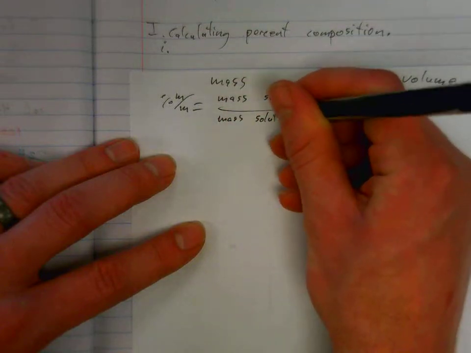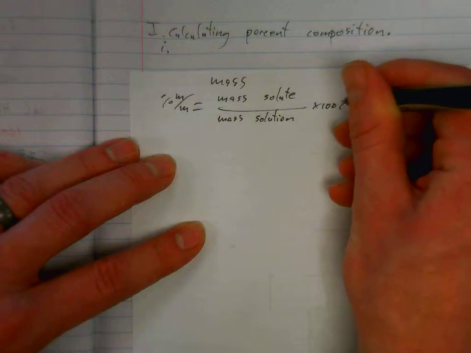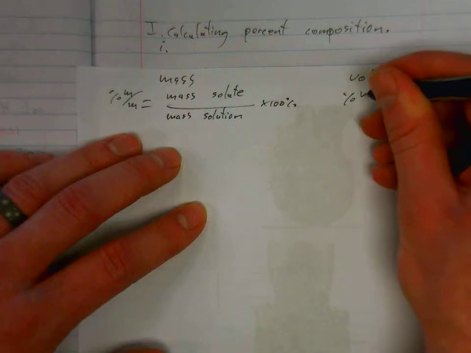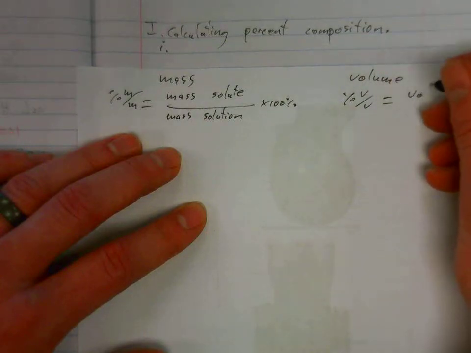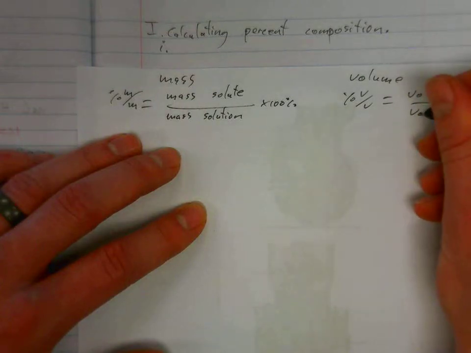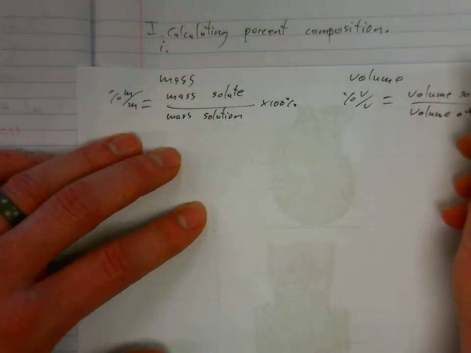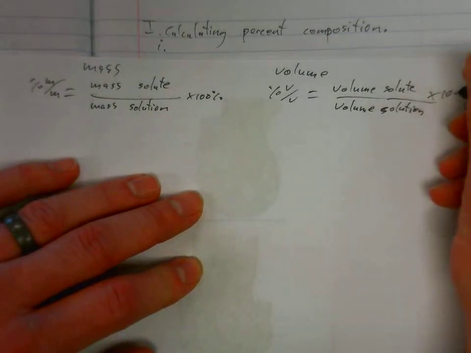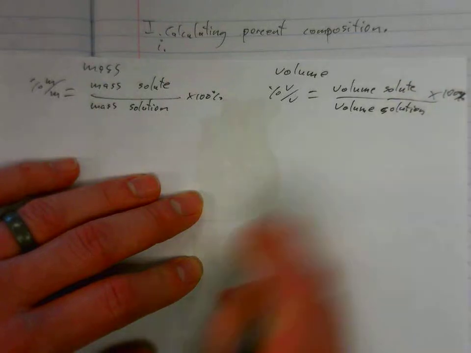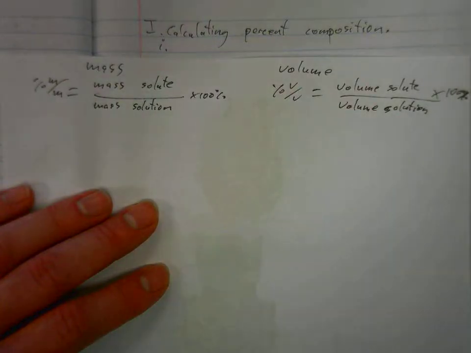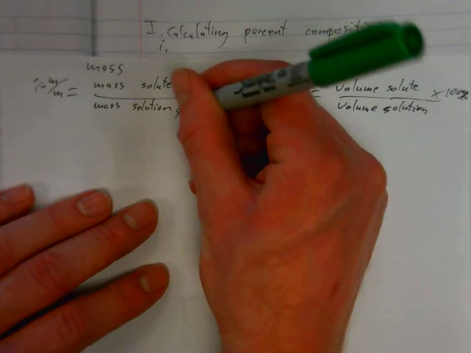And then by volume, it would be the same idea: volume of the solute divided by the volume of the solution, and then once again we multiply by 100%. So this is a basic idea, and we could use any units for mass. Typically we use grams for mass, but it could be any unit, and for volume we typically use milliliters, but once again it could be liters or other units as well.